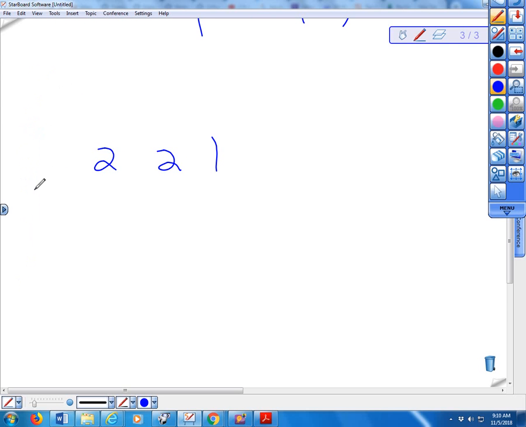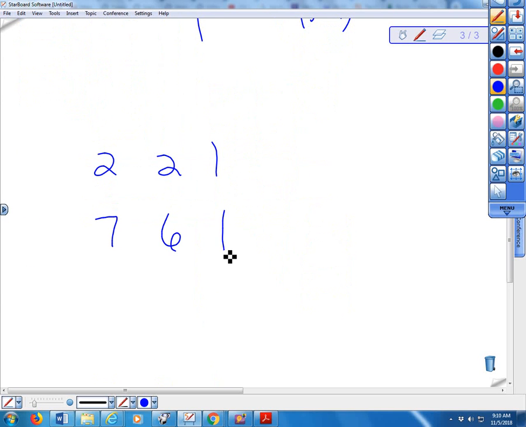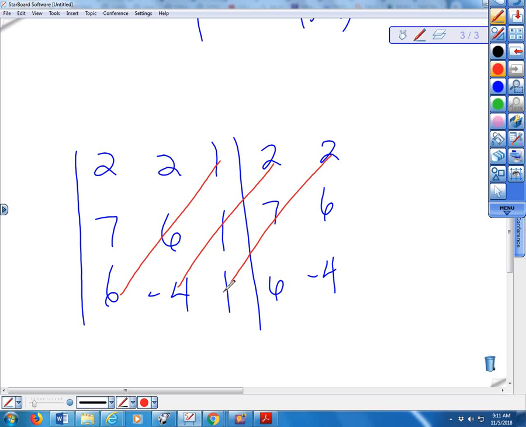7, 6, 1, and 6, negative 4, 1. So remember, to do this, repeat the first two columns. I'm always going to do, actually it does matter, this goes first. Go left to right first.